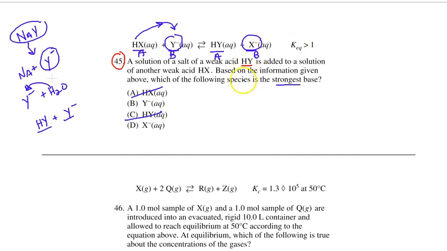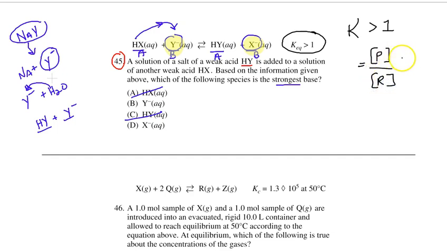Now, the key to knowing which of the bases, Y negative or X negative, is the strongest conjugate base is by looking at the equilibrium constant. The K is greater than 1. What does that mean? Well, K is equal to what, as I've been talking about all day? Products over reactants. So generally speaking, you've got more products than reactants. That means the reaction is more spontaneous in the forward direction. There's a shift, if you want to say it that way, but generally speaking, the reaction likes to go forward more than it likes to go backwards.